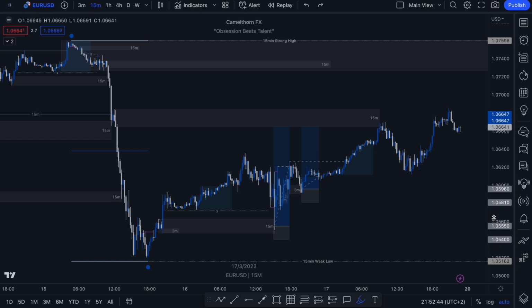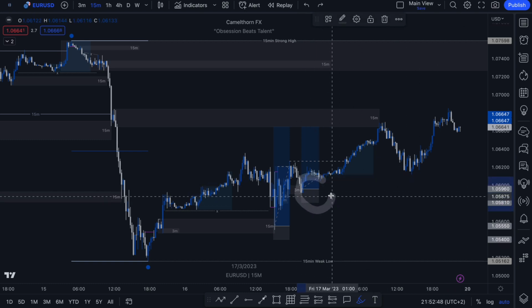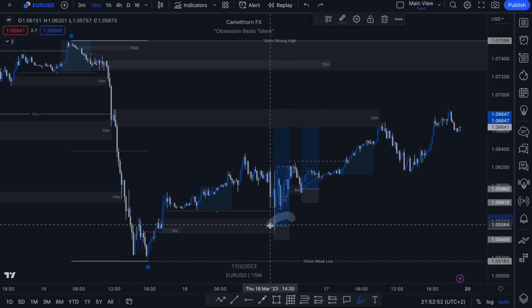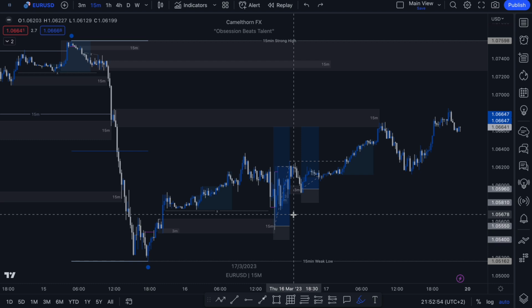Now, the actual position that I managed to get involved in was this second position in here. I was looking to get involved in this particular position here. However, as you're going to be seeing in a minute, I did not get involved in this particular position because of the fact that we had some high news that was being released at around about this time.